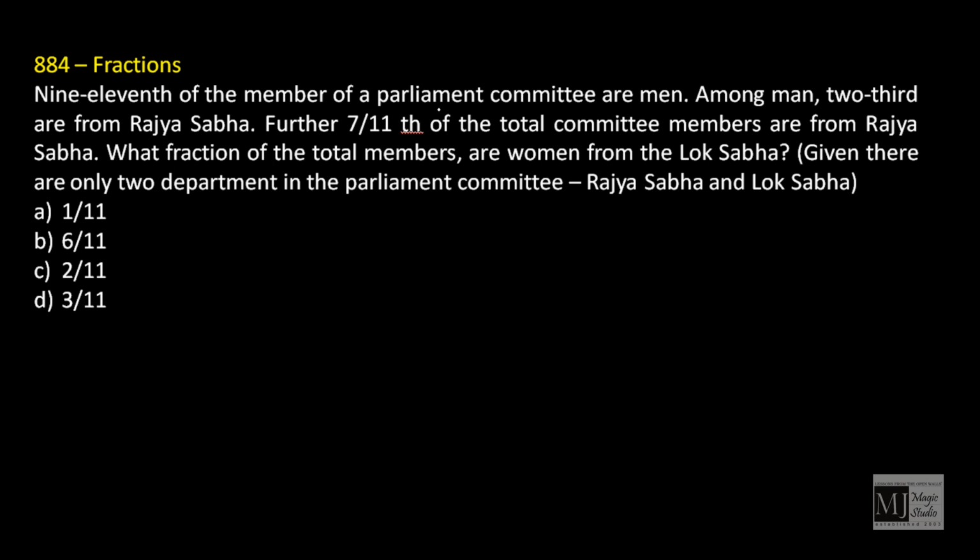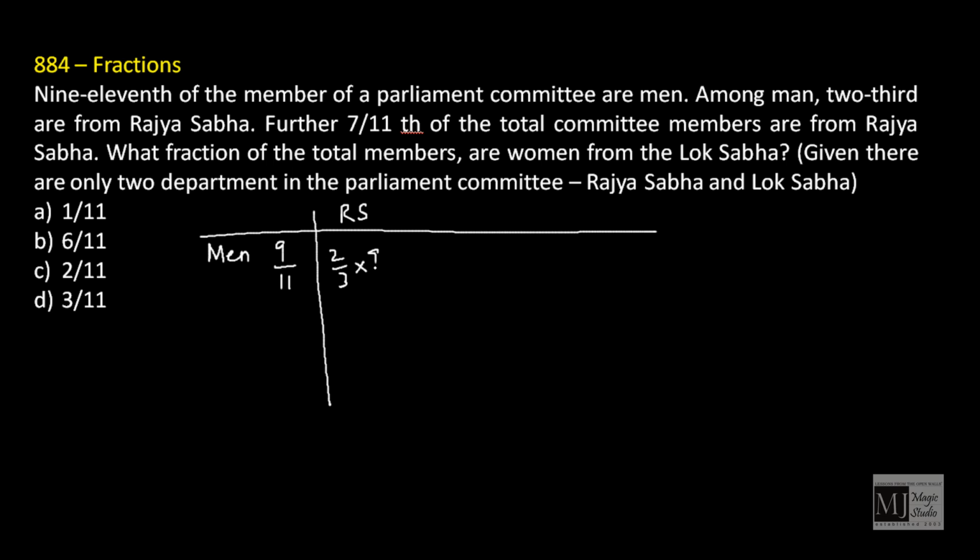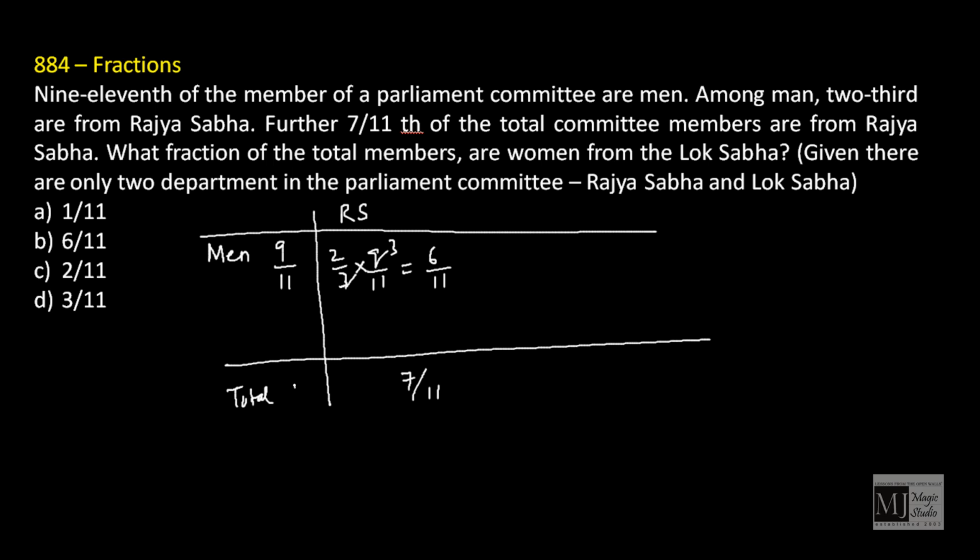9/11 of the members of a parliament committee are men. So number of men are 9 by 11. Among men, 2/3 are from Rajya Sabha. Rajya Sabha are 2/3 of 9/11, that would be 6 by 11. Further, 7/11 of the total committee members are from Rajya Sabha. Total is 1. Men are 9 by 11, therefore women are 1 minus 9 by 11, that is 2 by 11. Rajya Sabha total members are 7 by 11, so women from Rajya Sabha would be 7 by 11 minus 6 by 11, that is 1 by 11.